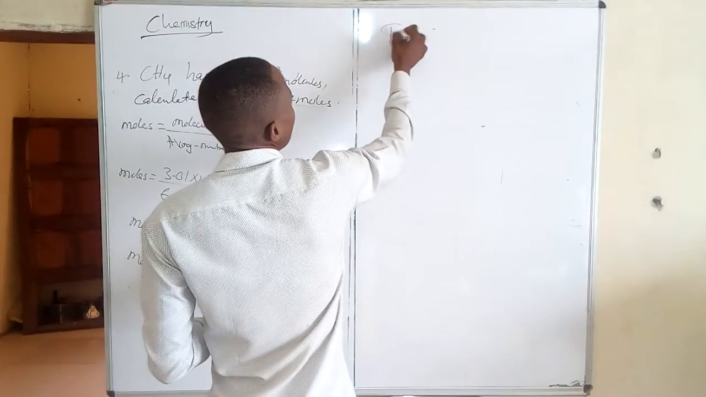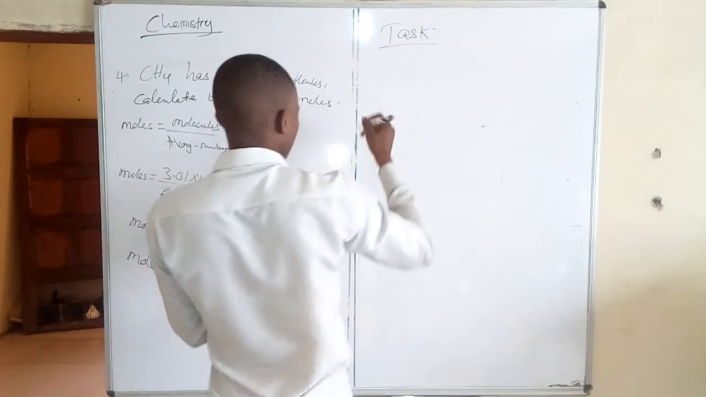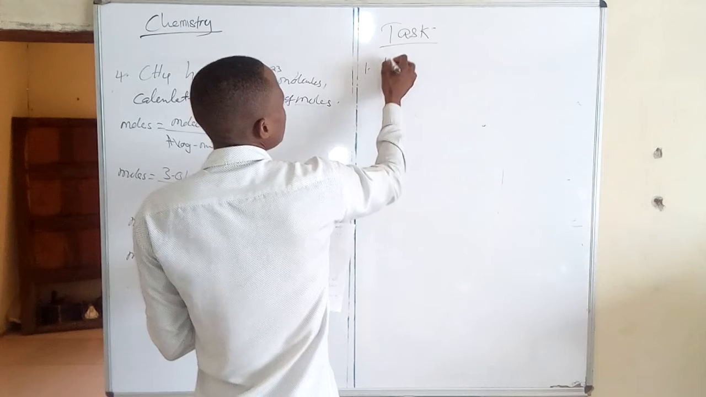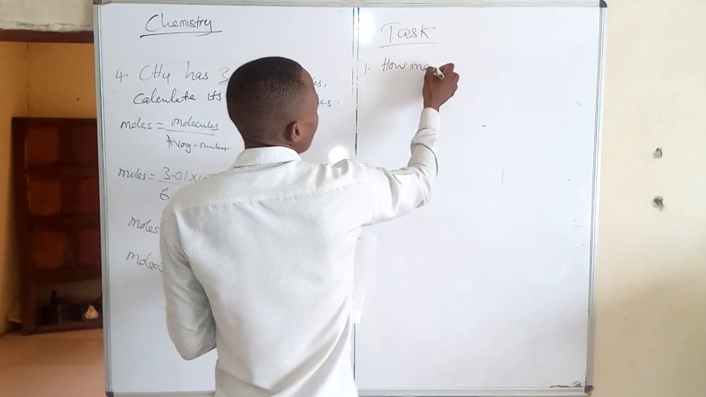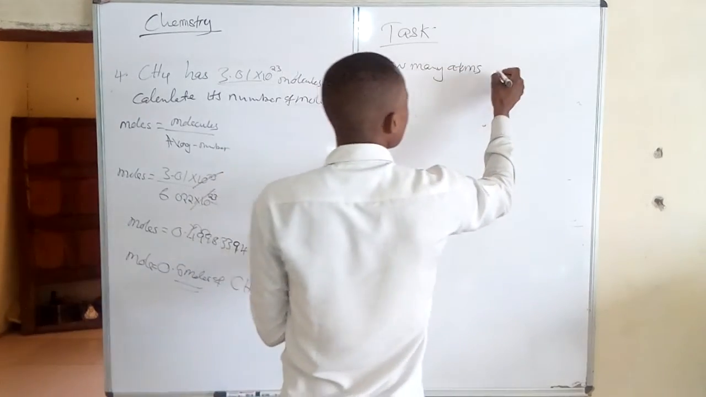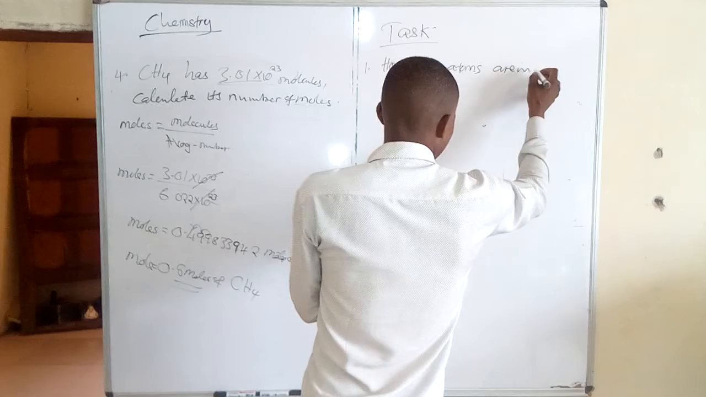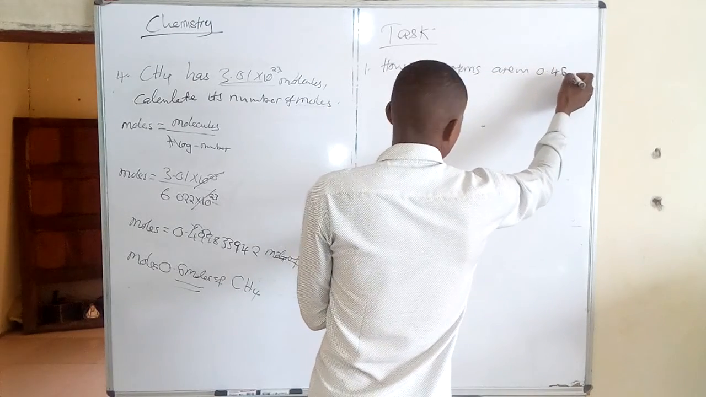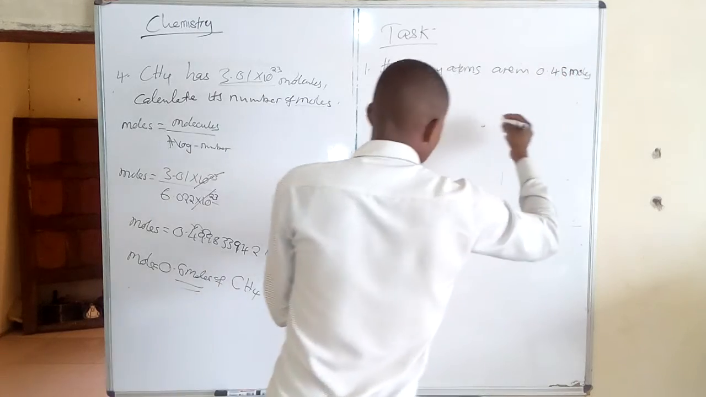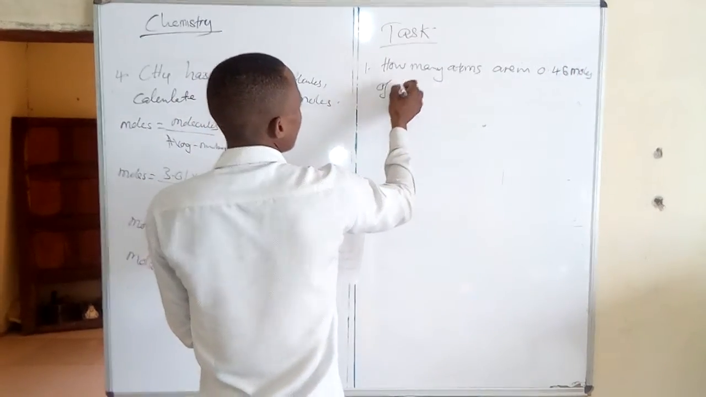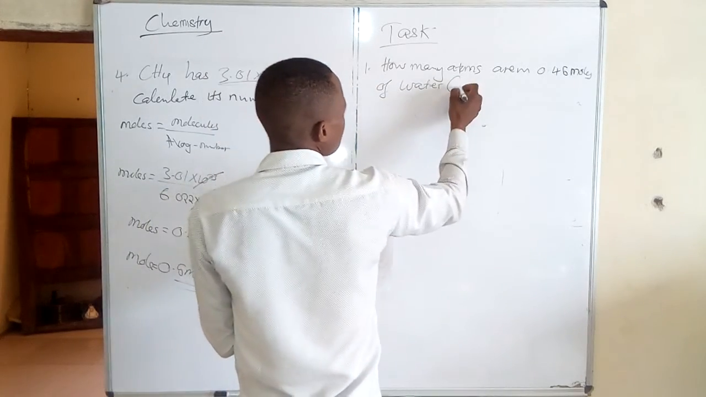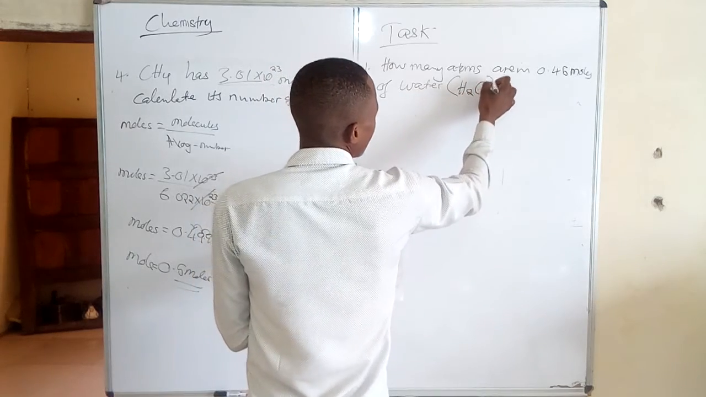So task for you. How many atoms are in 0.45 moles of water? Suppose you don't know, the formula for water is H2O.